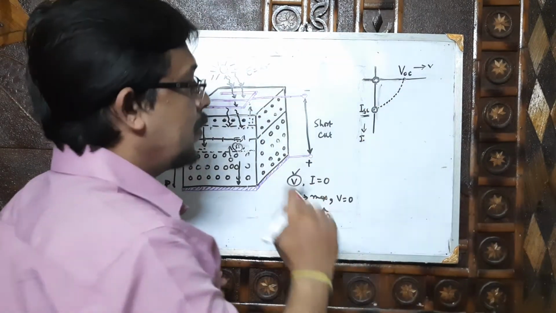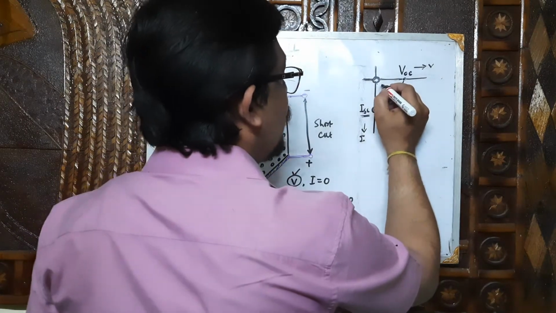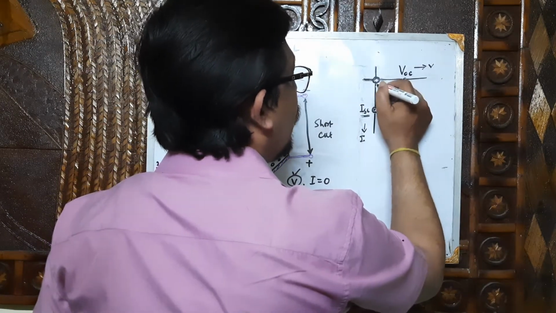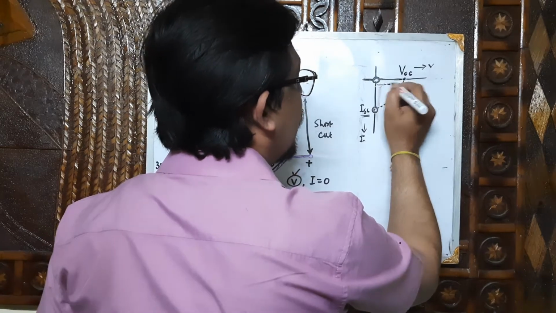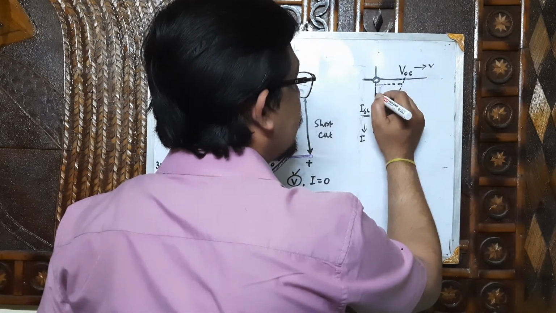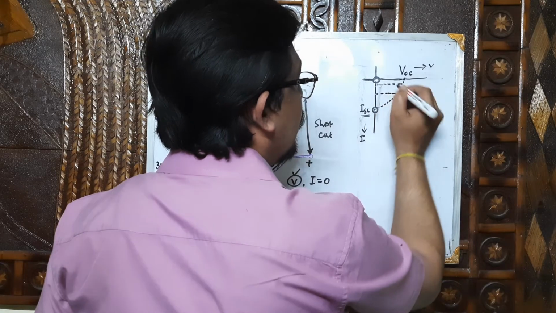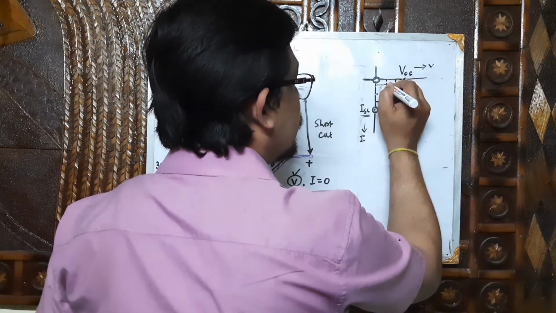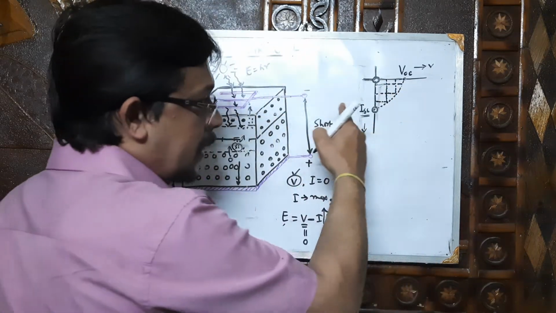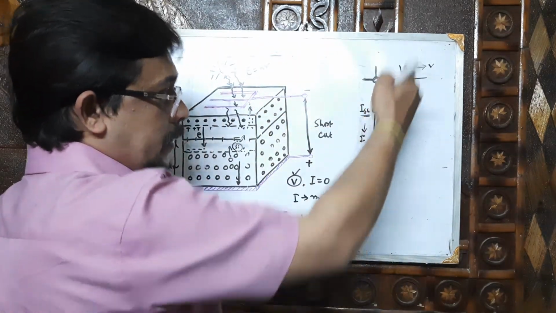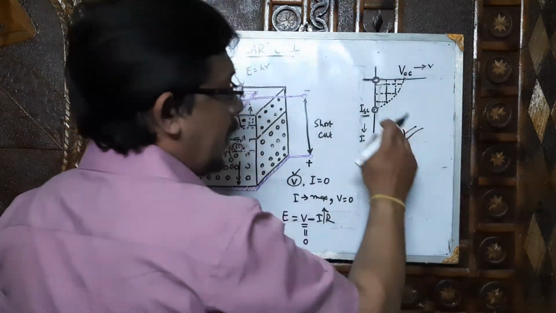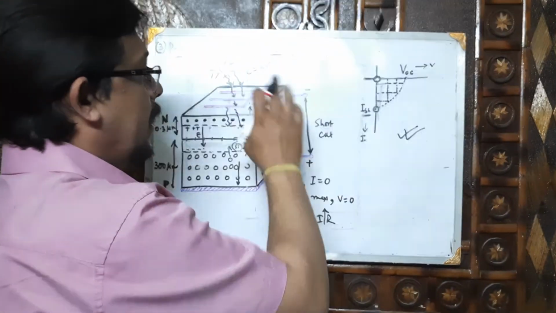What does it mean? It means that when the voltage is more, the current is small. Now increase the current: current is increasing, voltage is decreasing. So this is the relation. Current is increasing and the voltage is decreasing, so we can get the graph like this. This is very important for the board exam, the graphical representation of the solar cell.